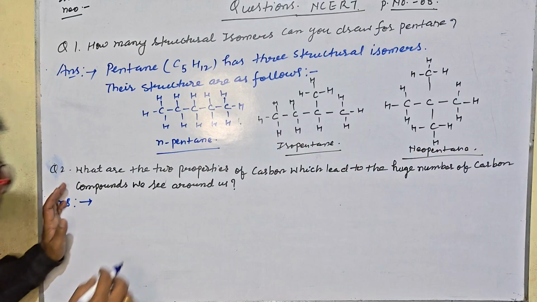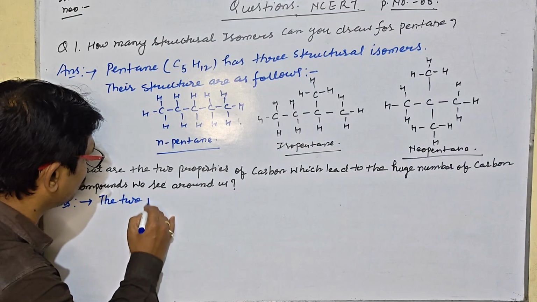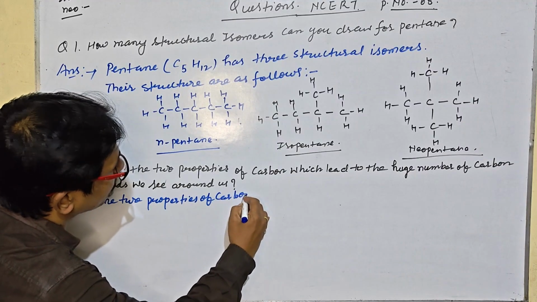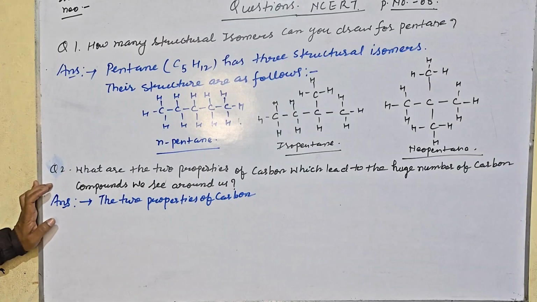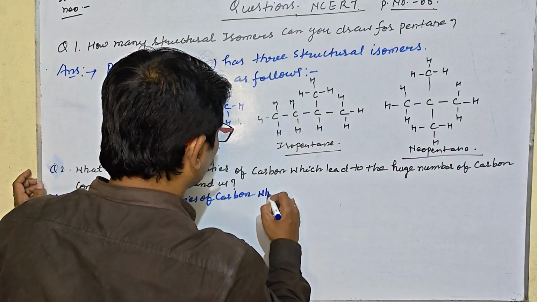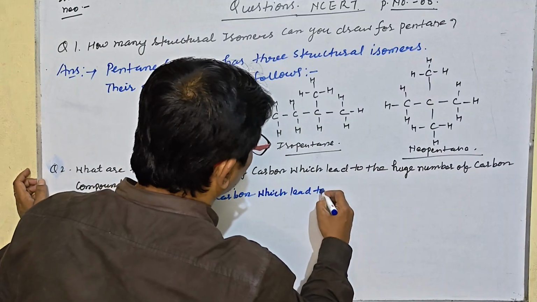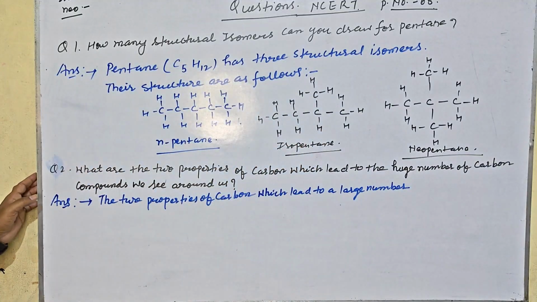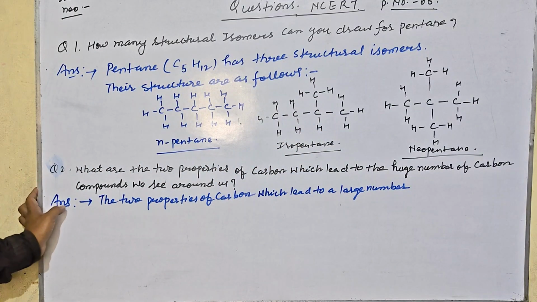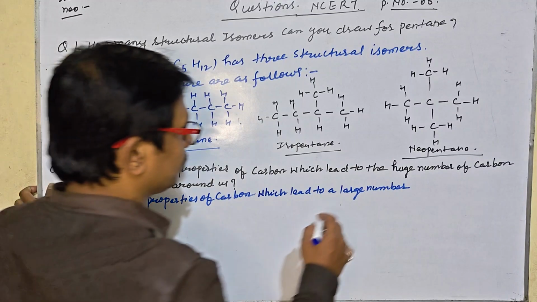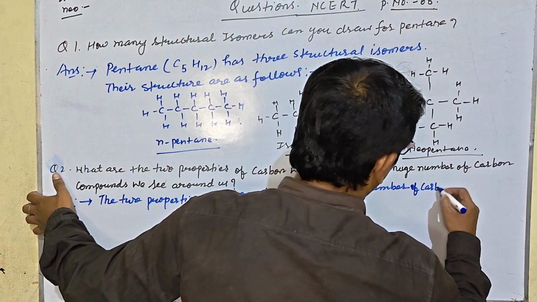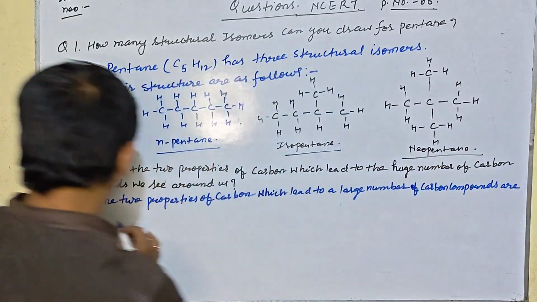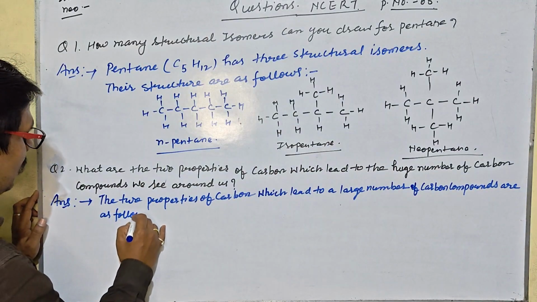The two properties of carbon which led to a large number of carbon compounds are as follows. So let us understand these things.